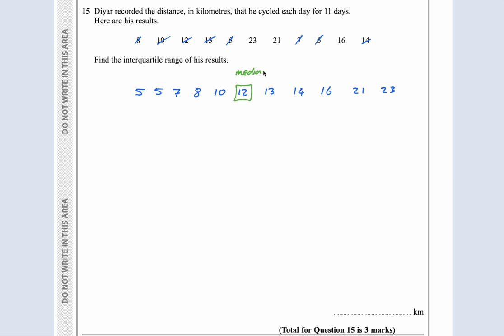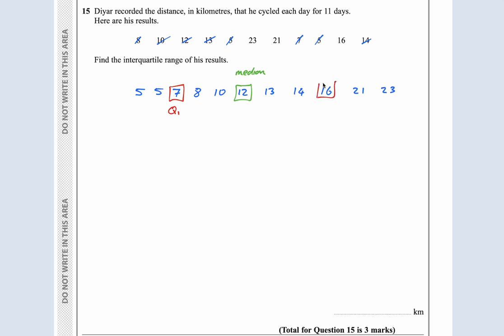How do I know it's the middle? Well, there's 1, 2, 3, 4, 5 numbers to the left, 1, 2, 3, 4, 5 numbers to the right. It is in the middle. Okay, then to get the lower quartile, I get the middle of these ones. I look to the left of the median, so don't include 12, just this, and this. What is in the middle? It's the 7, because there's 2 to the left and 2 to the right.